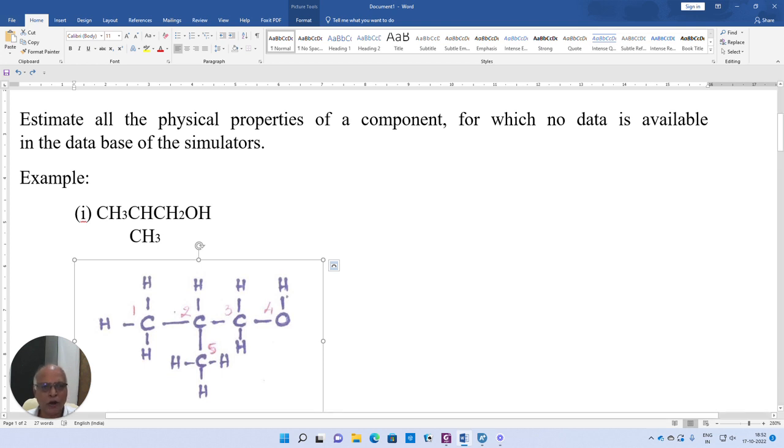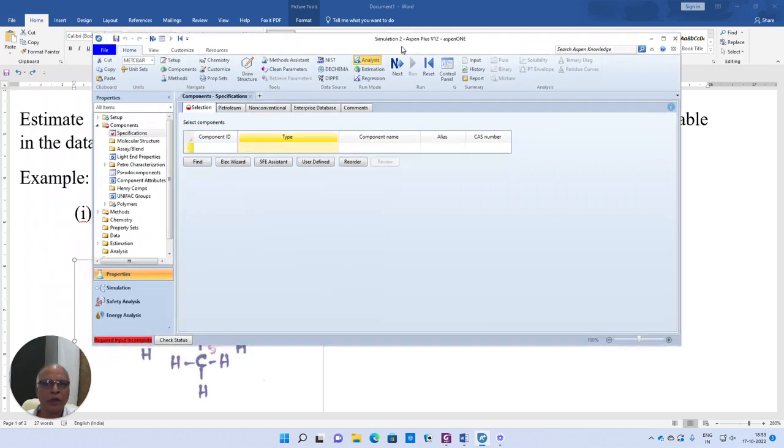The second option is, for example, when you are simulating a process, you might come across a component which might not be available or which might not be listed in a process simulator. Just because that particular component is not available, do you think you will not be able to simulate the process? So in such a case, ASPEN provides an option of estimating the necessary properties by giving minimum information like the molecular structure. So we will try to see both these options through ASPEN.